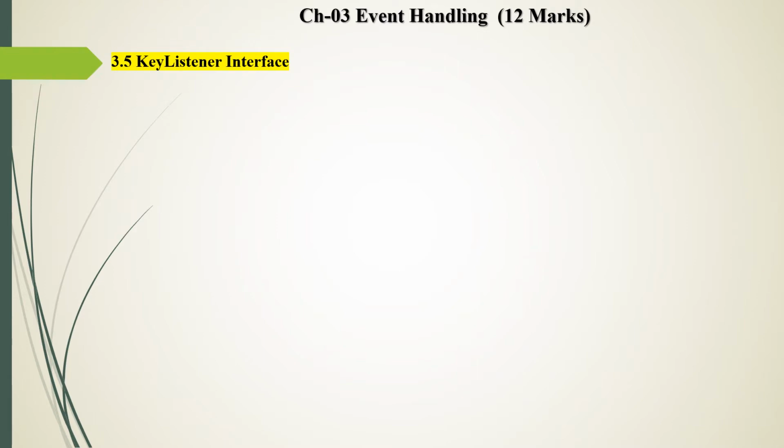First we see the key listener interface. The Java key listener is notified when you change the state of a key. So this listener is notified when you press any key, when you release any key, when you type any key. In key event, we see the different types of keys. There are three types of key.